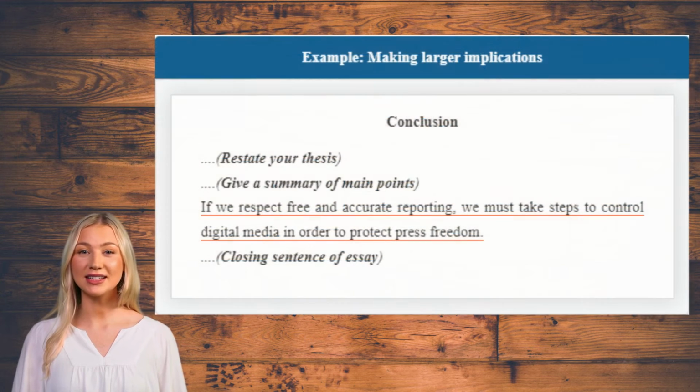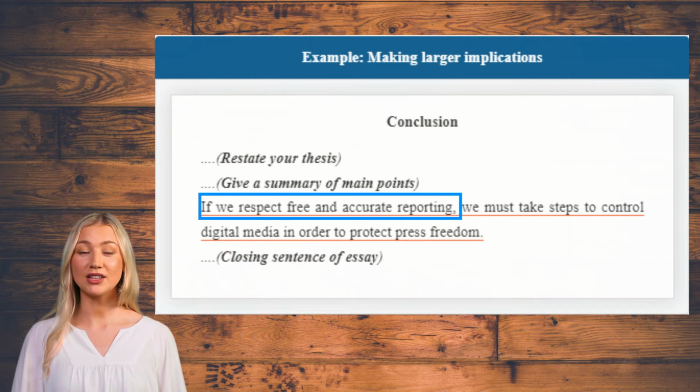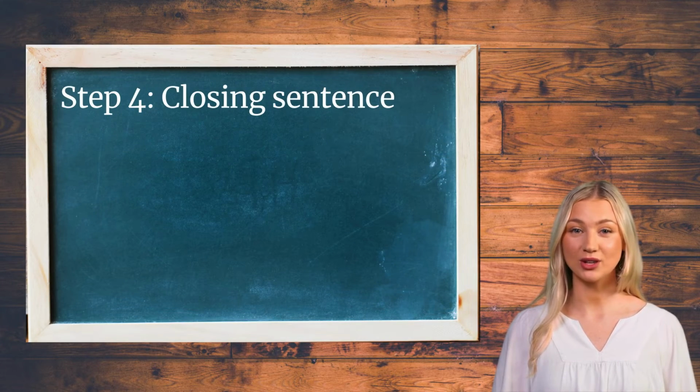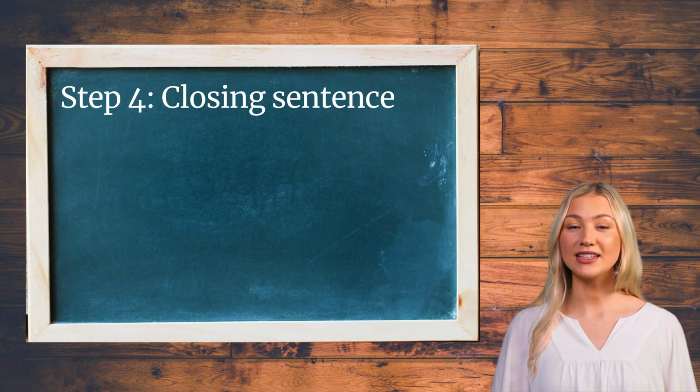As you can see in this example, the writer uses their essay as a way to suggest a new perspective on why we need to control digital media to protect press freedom. This is a broader perspective than the initial subject of the essay. And finally, the last step of writing a conclusion for your essay is ending with a closing sentence.